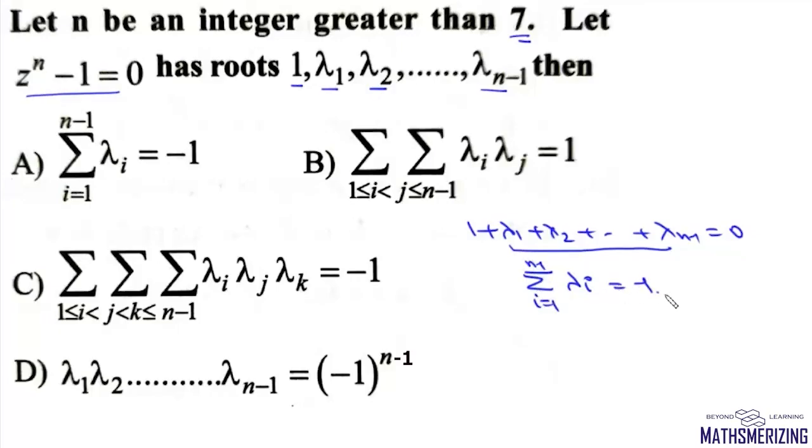So it will be -1. So this option A, it is correct. Now this option D is product of all the roots. Now we know that product of all the roots is given by -1 to the power n, which is a standard result. So this D is also correct.